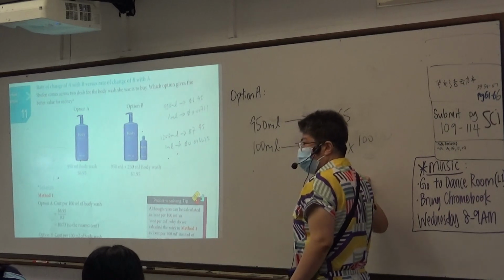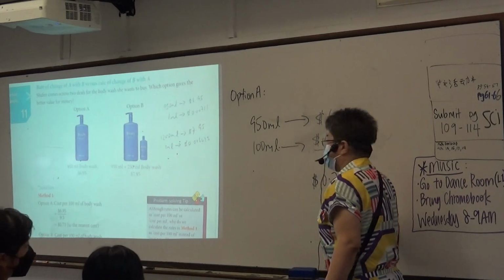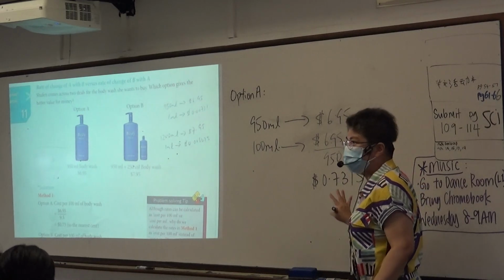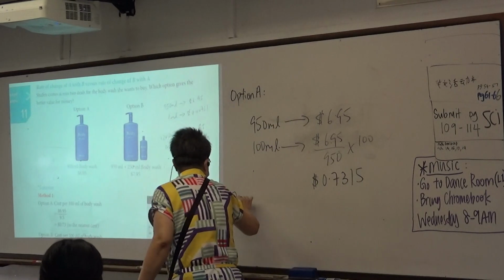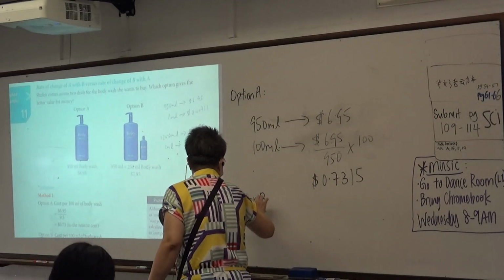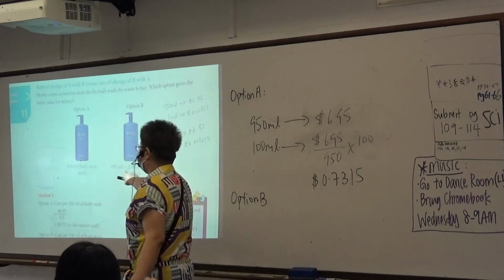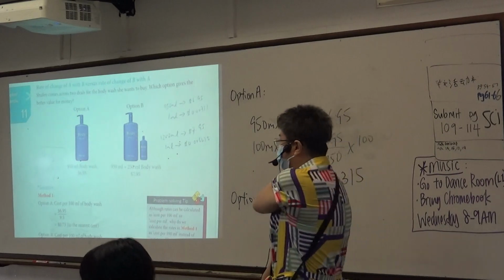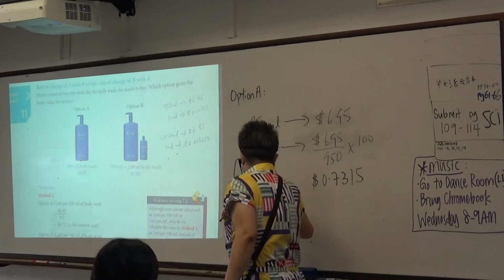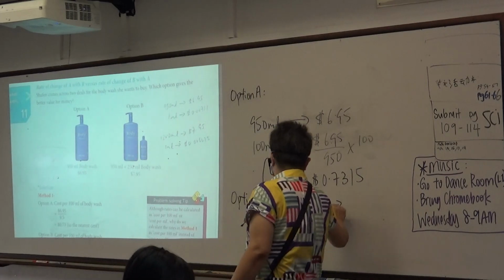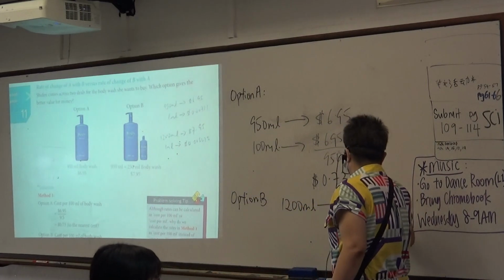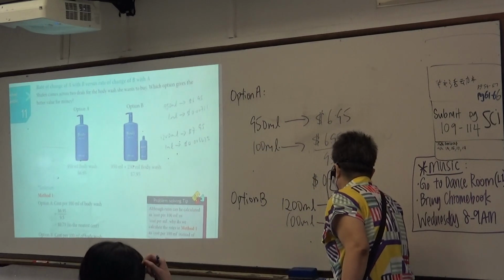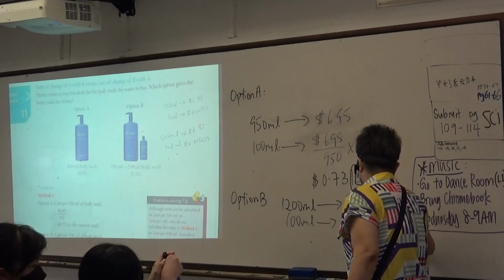0.7315. You just leave it like that first. Is it exact or not? There's some more there, you just leave it first. Okay, what about option B? I will have these two added together. So how much? Yes, 1200 ml will give me $7.95. So I'm looking for 100 ml. So 7.95 over 1200 times 100.